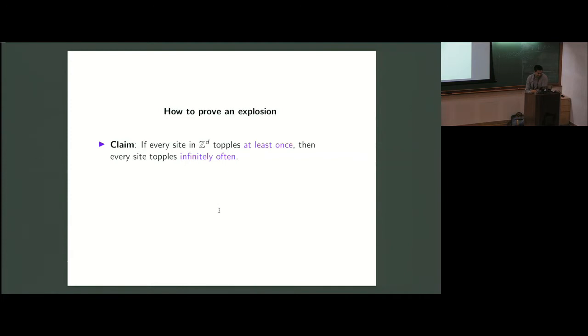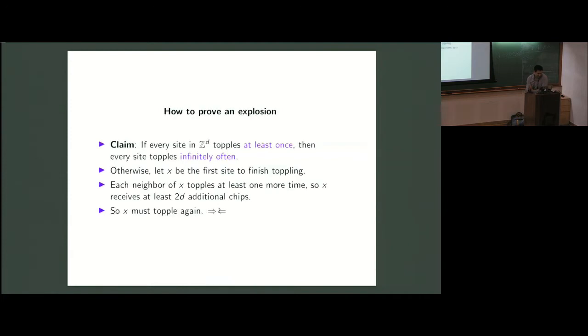Something that, well, I didn't exactly say this fact, so I won't skip it. Proving an explosion is easier than you think. You don't have to do all the work of proving that every site topples infinitely often. It's enough to prove every site topples at least once. And the slickest proof of that is the least action principle, right? If every site topples at least once, you just subtract 1 from the odometer, and you'll get a smaller odometer.